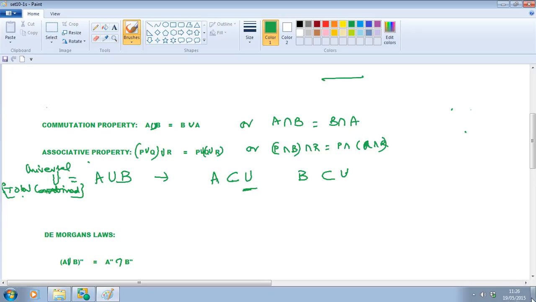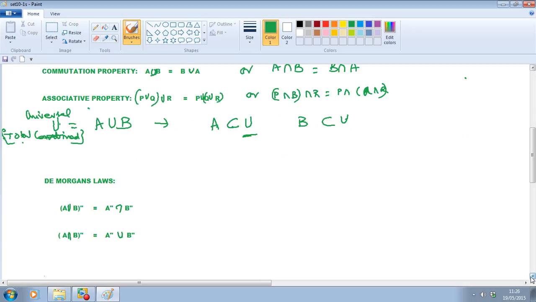Next we'll go to De Morgan's law. What does De Morgan's law say? Before that we will say what is the complement of a set.